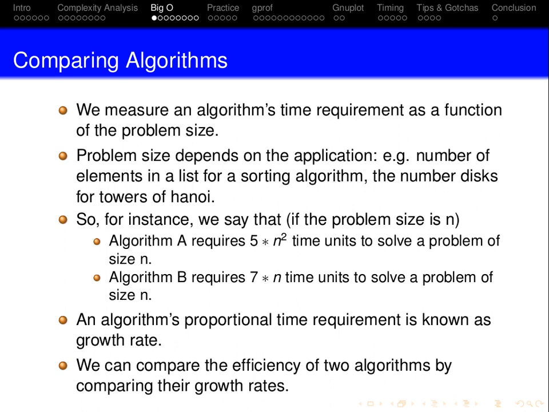For example, let's say problem size was n. Algorithm A requires 5 times n squared time units to solve the problem of size n, but B will only require 7 times n. So the algorithm's proportional time required is known as its growth rate, and we can compare the efficiency by comparing their growth rates. So notice that these, as n increases, are going to grow at a different rate, or the amount of time they consume is different.